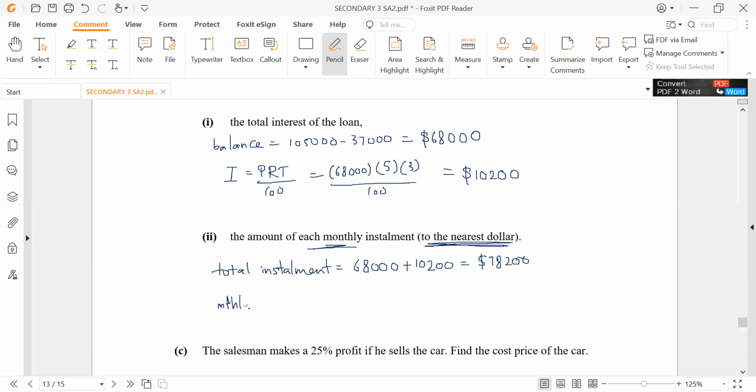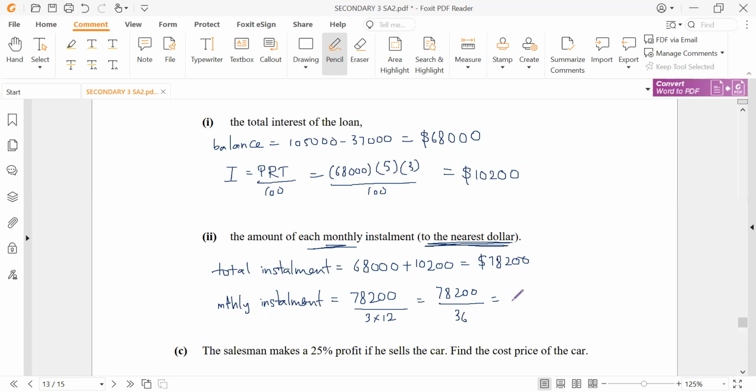So monthly installment will be 78,200 divided by, instead of 3 years, 3 years is how many months? So it's 3 times 12. For detailed working, to make it clear for those of you who are a bit confused, 3 years is actually 36 months. So divide by 36.